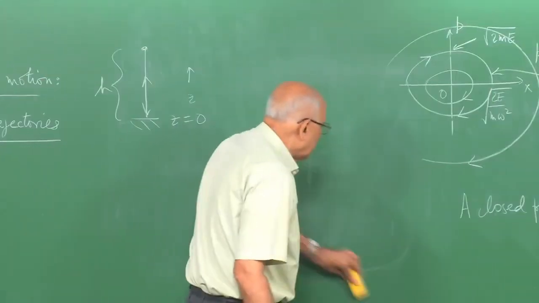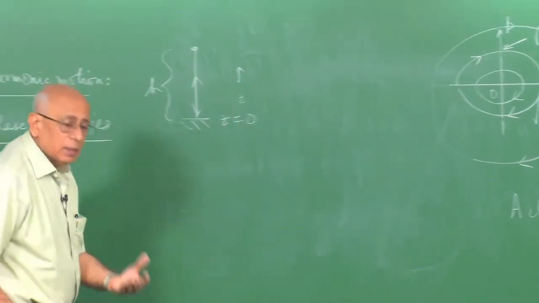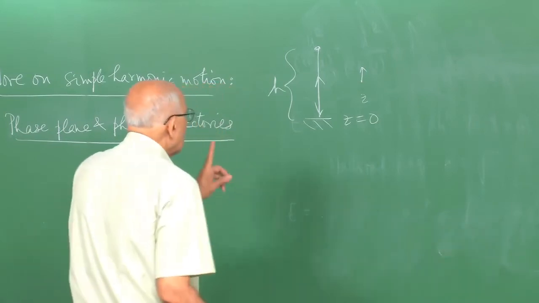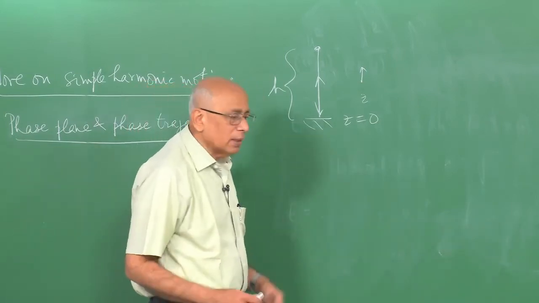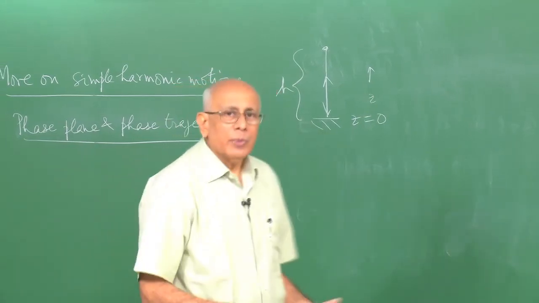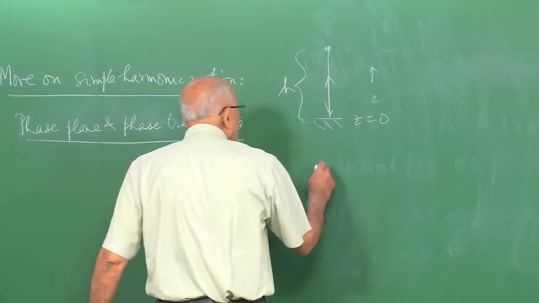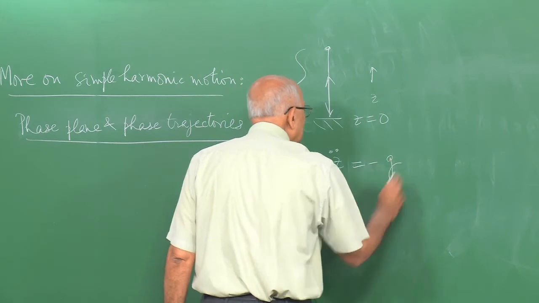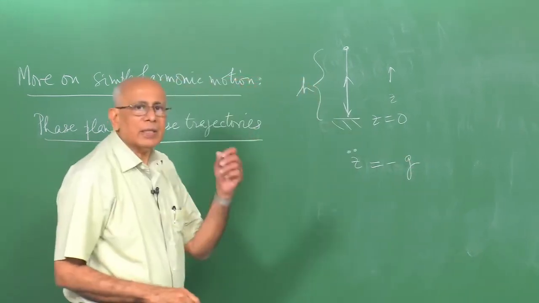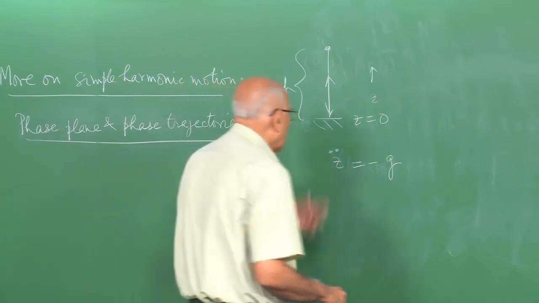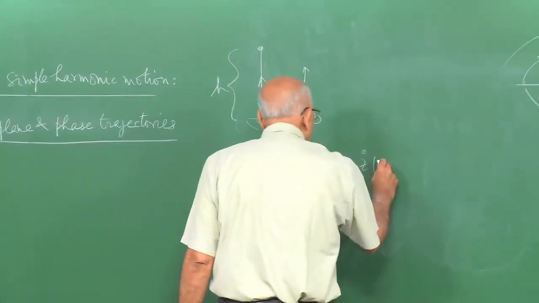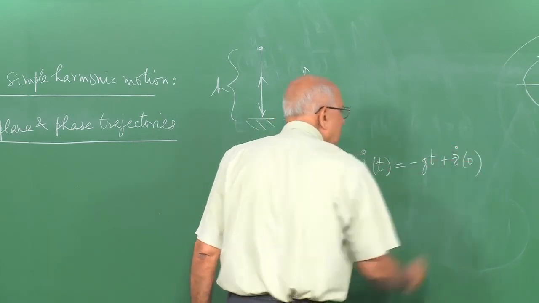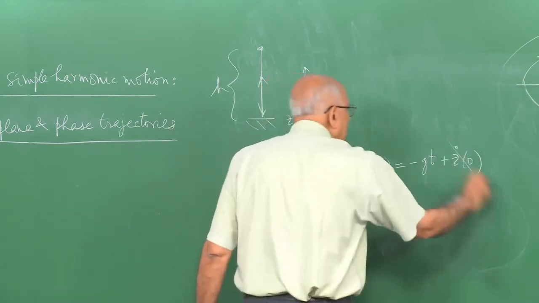The floor is assumed to be perfectly rigid, and the ball is supposed to suffer no loss of energy as it goes up and down. There is no air resistance. This is periodic motion, but it is not simple harmonic motion. Can we describe its phase trajectory? Of course, we can solve this problem in a very simple way. If z is the vertical coordinate, I know immediately that z double dot equals minus g, because the acceleration due to gravity is constant. If I solve this equation, I get z dot of t equals minus gt plus z dot of 0, and if I drop the ball from rest, then this goes away.